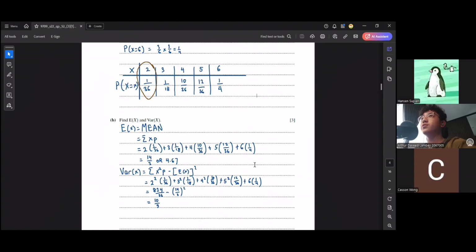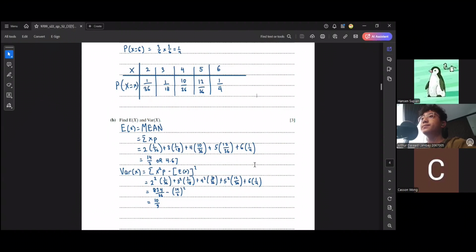Then for us to score 3, the probability is 1 over 18. So we can just times the x with the probability of each. So this is the equation. Then the answer that we will get is 14 over 3 or 4.67.